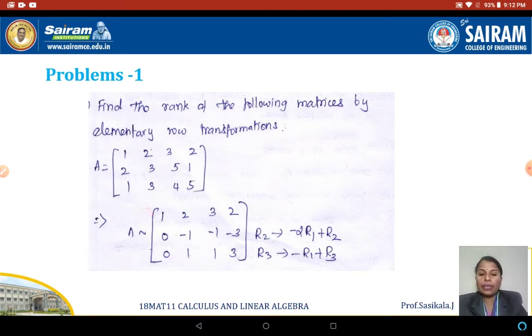It's somewhat simple, isn't it? Instead of going with like this, you can write like this also, R3 minus R1. It is very simple. So 1 minus 1 is 0. 3 minus 2 will be 1. 4 minus 3 will be 1. And then 5 minus 2 will be 3. That's all. Clear? So easily you can reach your second row.